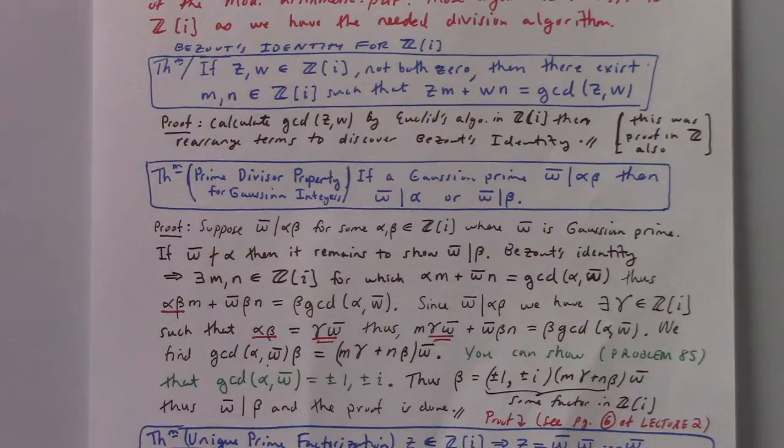And what else are we assuming here? Omega bar is a Gaussian prime and alpha is what? Well, omega bar divides alpha beta. I'm not entirely sure you even need that, but there's got to be a way to prove this. In the previous proof for the integers, at this point we just had that the greatest common divisor was 1, because we were looking at a prime and any other number it doesn't divide. So this is the analog of that for this problem. That's what I've left to you for problem 85.